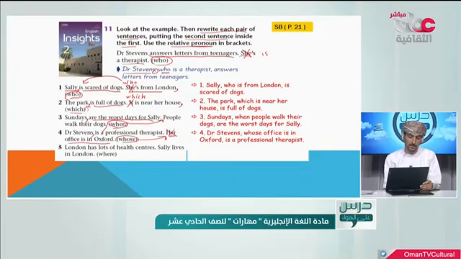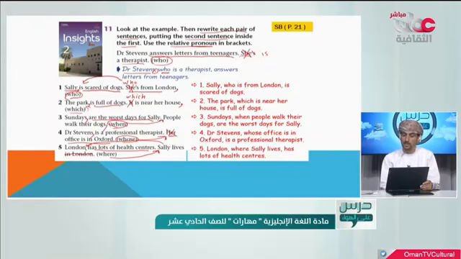Finally, here we have London has lots of health centers. Sally lives in London. So London and London again here, it's repeated. We get rid of this word. We will write where before the second sentence. Then we'll add here commas after London. We will put this sentence inside the first sentence. So it's going to be London, where Sally lives, has lots of health centers. Let us see the answer here. London, where Sally lives, has a lot of health center.